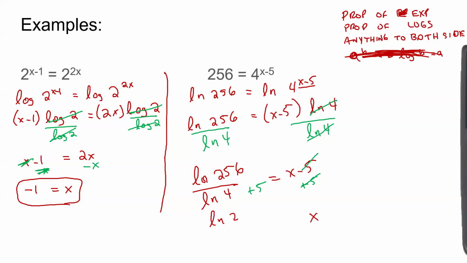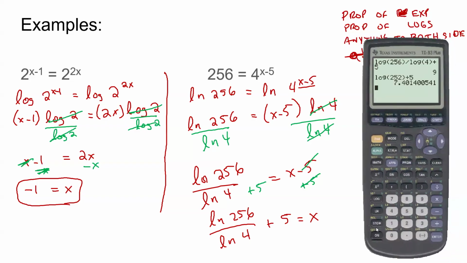We're just using the rules of algebra, and now also adding in the rules of exponents and logarithms to do this. My calculator will give me a value for this. I could have the natural log of 256, close up your natural log there, divided by the natural log of 4, close that up, and add 5. And we get a 9. Okay.